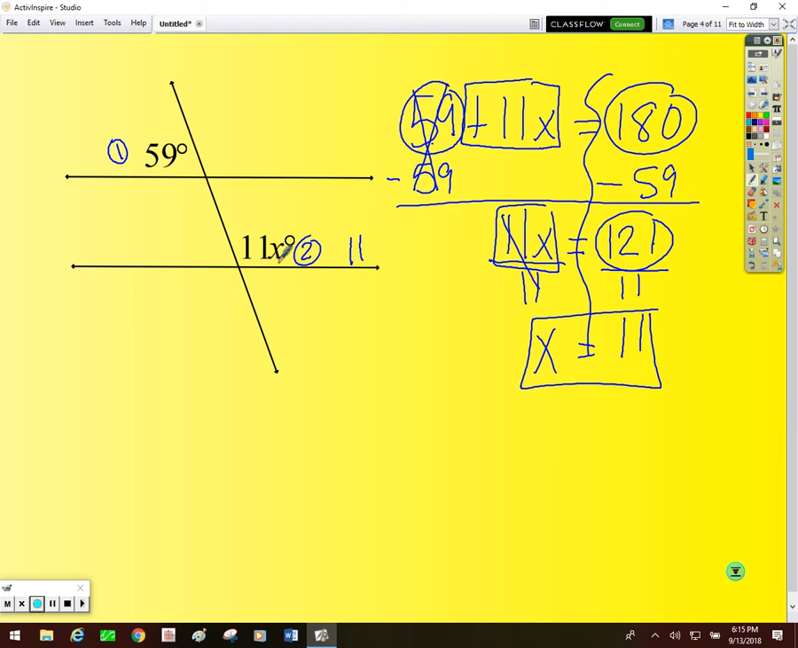I'm going to substitute the value I just found for x right here. So 11 times 11 is 121. Now, if I did this correctly, when I add this angle plus that angle, I should get 180 degrees, which I do. So that means we have found the correct value of x. Okay? See how it works?